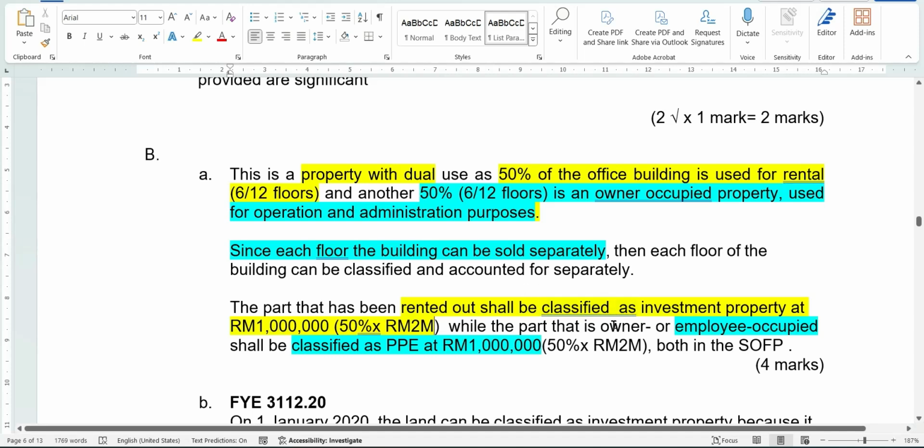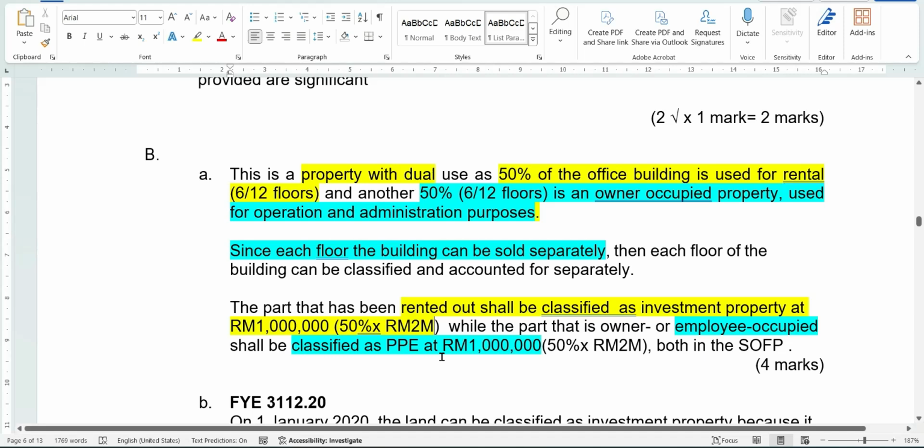While the part that is owner or employee occupied shall be classified as PPE at 1 million. How do you get 1 million? Because 50% here refers to 6 over 12, and that was from the 2 million. And this will be shown in the SOFP. So that was for 4 marks. That was to answer the part on how to account for properties for dual purpose.